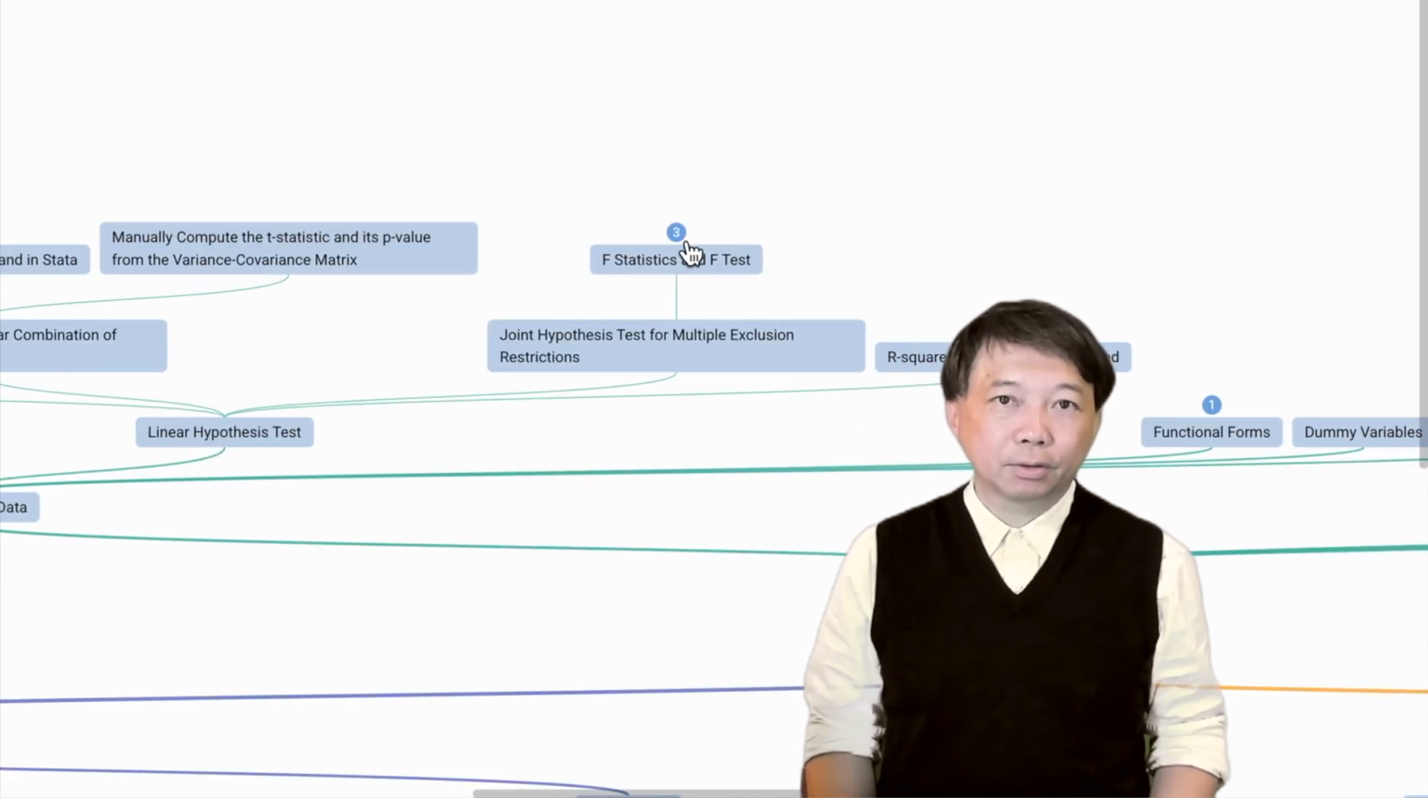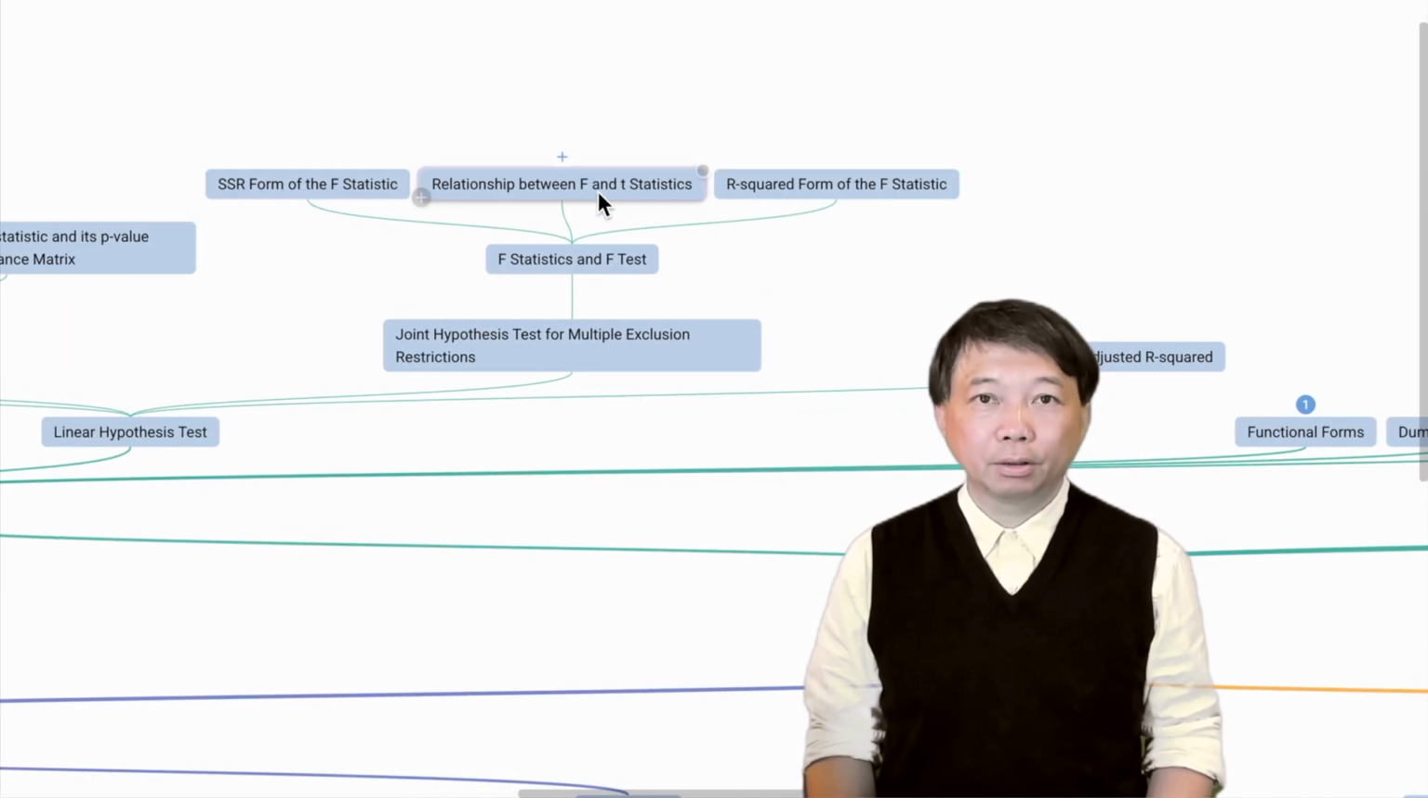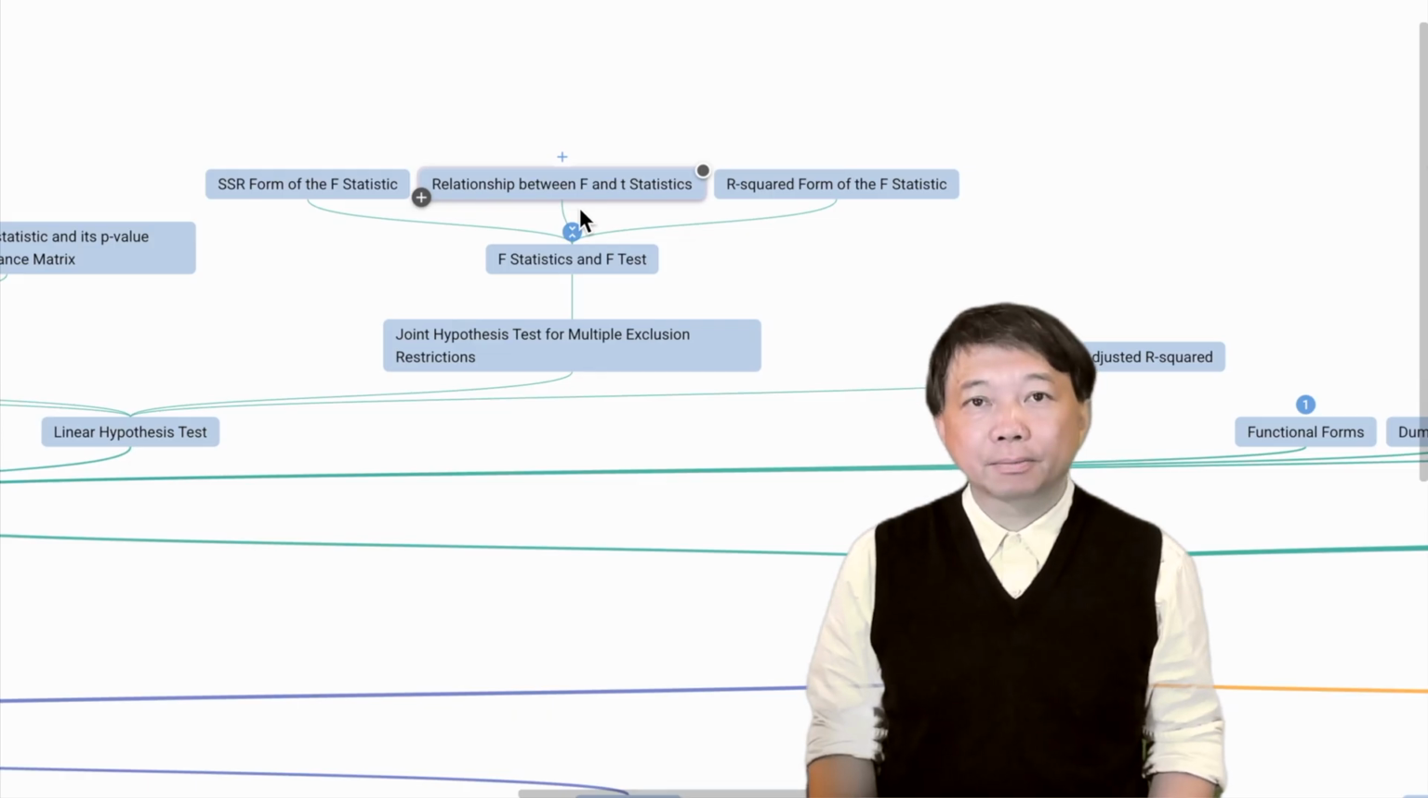Today, we have discussed the relationship between the F-test and the t-test. For a single explanatory variable, the F-statistic is the square of the corresponding t-statistic.